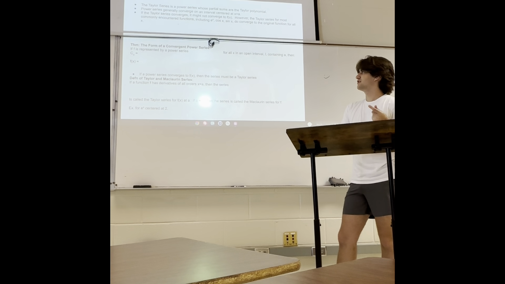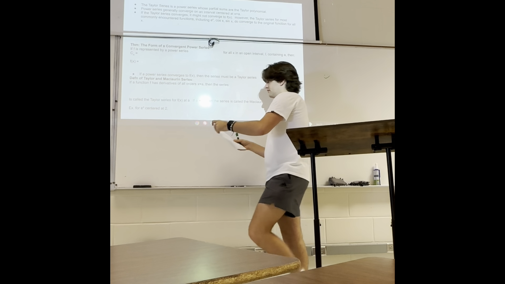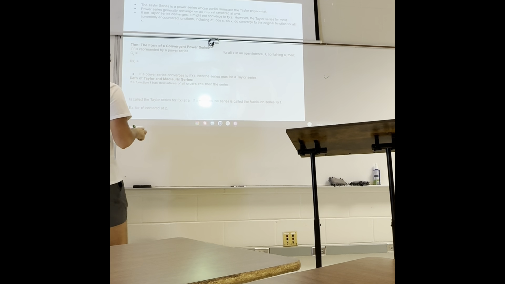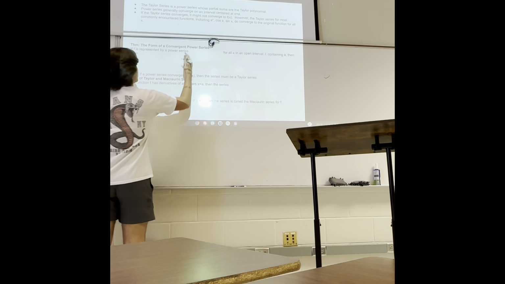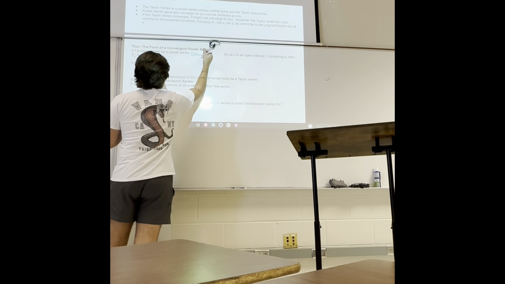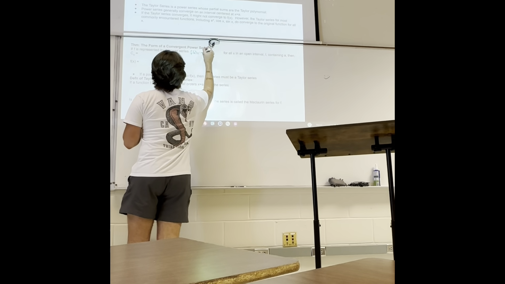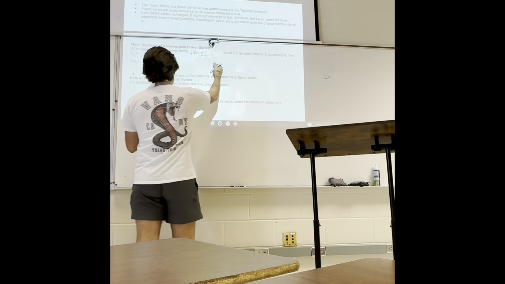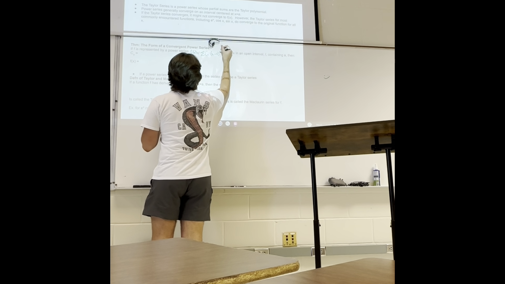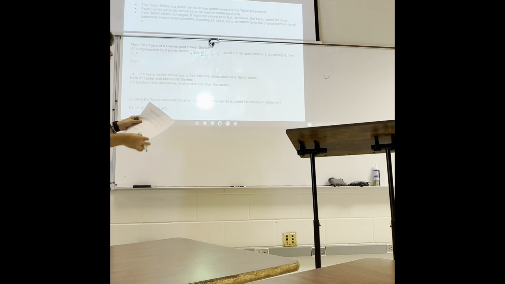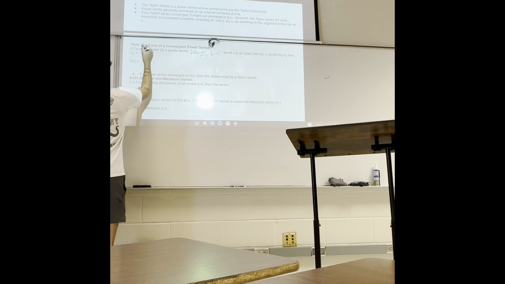Okay, so our first theorem is the form of a convergent power series, and that's going to be if f is represented by a power series, f of x equals the summation of c sub n times x minus a raised to the n for all x in an open interval I containing a. So your c sub n is going to equal f raised to the n of a over n factorial.